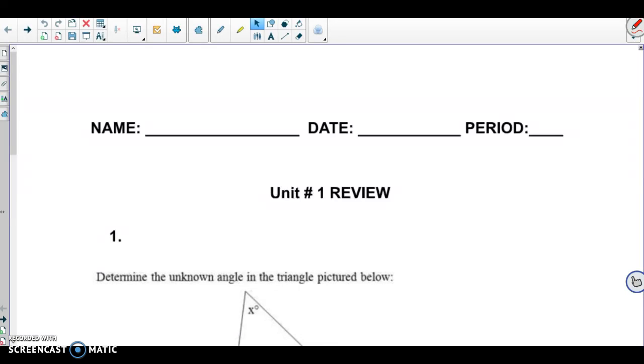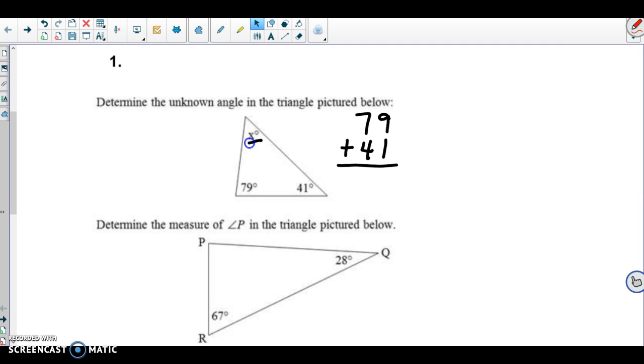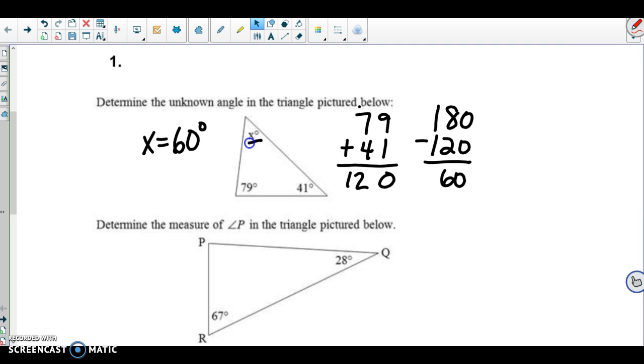All right, let's talk about the review for Unit 1, Test 2. And so we should have that in front of us here. We're trying to determine the unknown angle in a triangle like it's pictured below. So here would be our unknown right there. And we should know that the sum of all of the angles of a triangle should add up to 180. So if I add the two that I have, I end up with 120, and that means if I take 120 away from 180, I need 60. So in this one, x is going to equal 60 degrees.